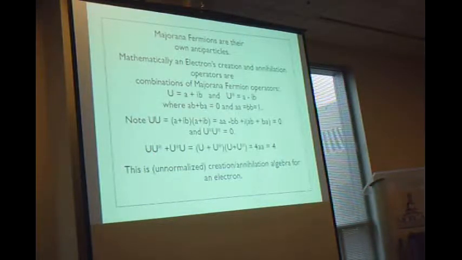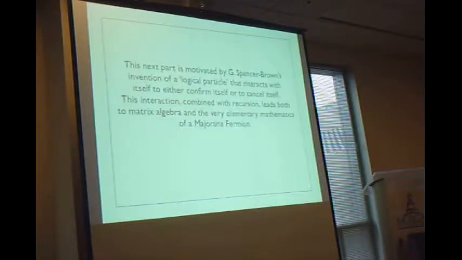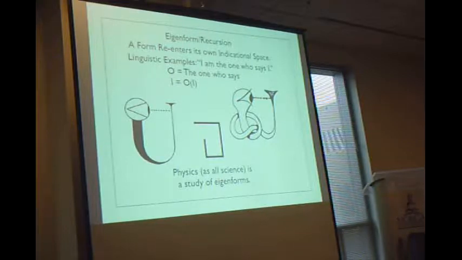But what I wanted to emphasize here is that structure which is in physics. And now I'm going to take a digression that walks away from this for a while and then comes back. So the next part is motivated by G. Spencer Brown's notion of a logical particle that interacts with itself to either confirm itself or cancel itself. And this interaction combined with recursion leads both to matrix algebra and to the very elementary mathematics of the Majorana fermion.